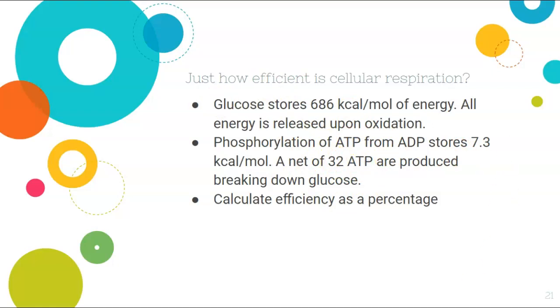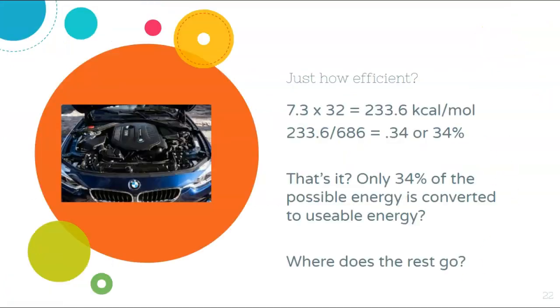So how efficient is that? Well, we can take 7.3, how much one releases, and times that by 32. So this is how much ATP energy we get from glucose. But we were said that glucose gave us 686. So if we divide those two to get a percentage, we end up getting 34%. So only 34% of glucose's actual energy is converted into ATP energy.